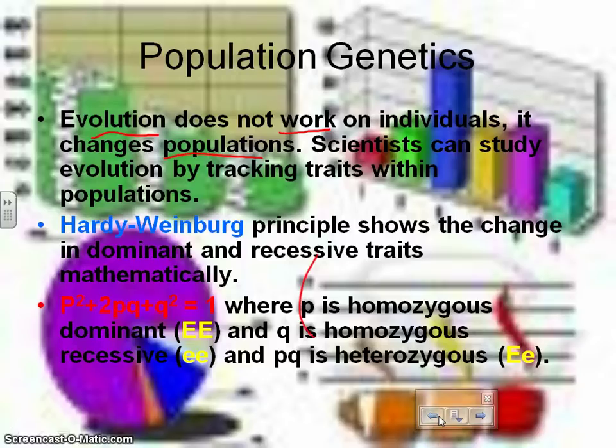This stuff you're not going to have to know, but I do want to expose you to the fact that there is math involved with population genetics. And the math involved is based on a principle called the Hardy-Weinberg principle, which looks at the dominant and recessive traits in populations of organisms, and which ones become more dominant in the populations and which ones become less dominant. You are not going to have to know any of this stuff, okay? I just wanted to expose you to it. So the only thing you have to know is that evolution works on populations, not on individuals. Does that make sense?